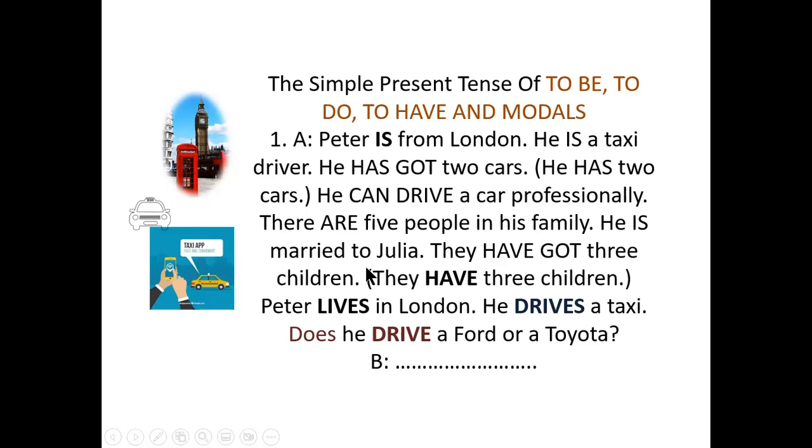He is married to Julia. Julia is Peter's spouse, or Peter is Julia's spouse. They have got three children, or they have three children, also possible. Both of them are 100% true. They have three children. This is the true knowledge about them.